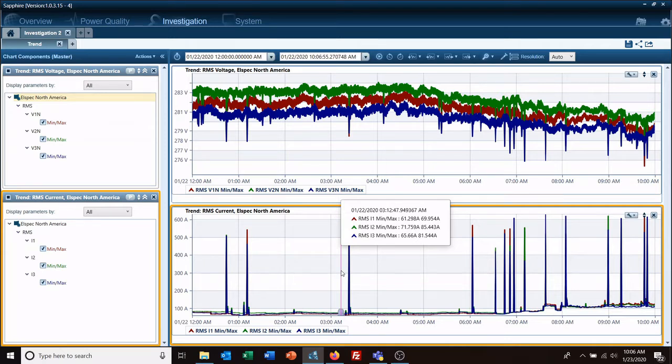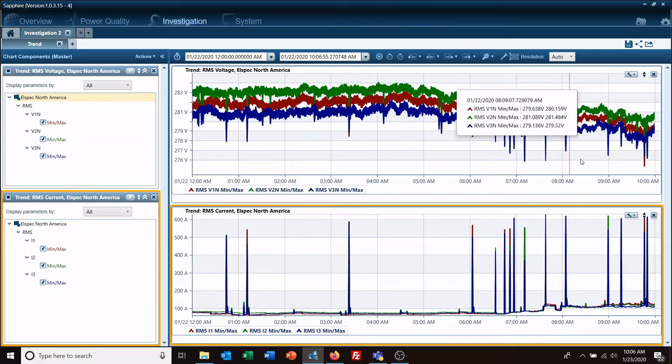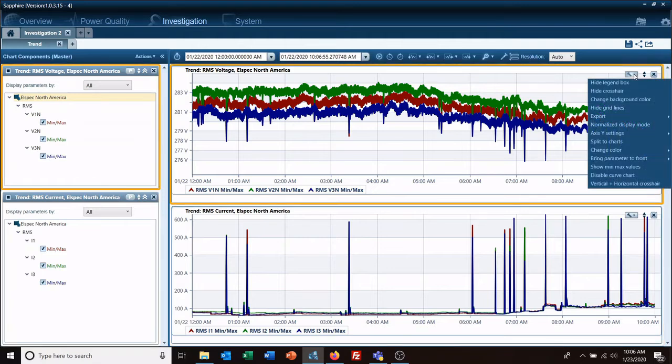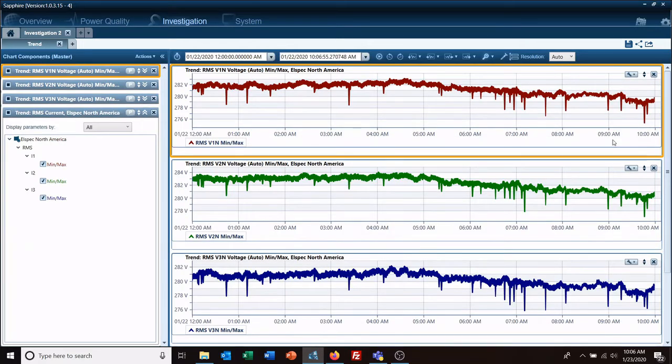Today we're going to discuss how to split your chart into multiple charts. So by default, when you select your RMS graphs, all three phases of your voltage comes out on the same chart. But if you want to look at them separately, if you go to your little wrench and split two charts, you now have all three phases on three separate charts.